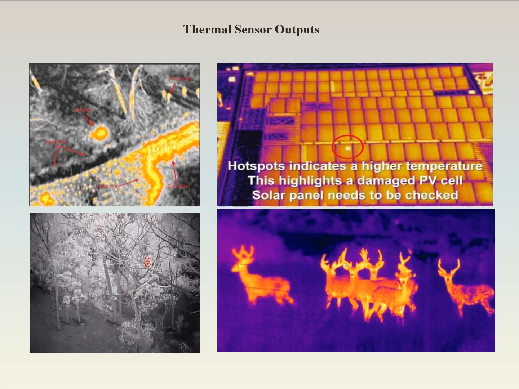Thermal sensors see heat, not light. They create heat maps to show where things are hot or cold.